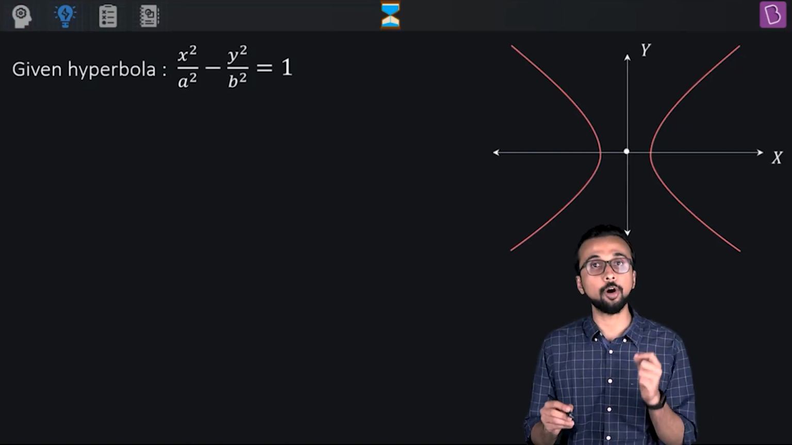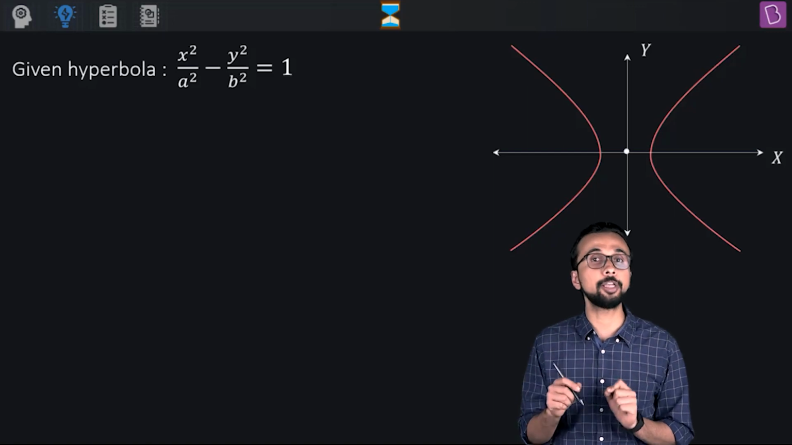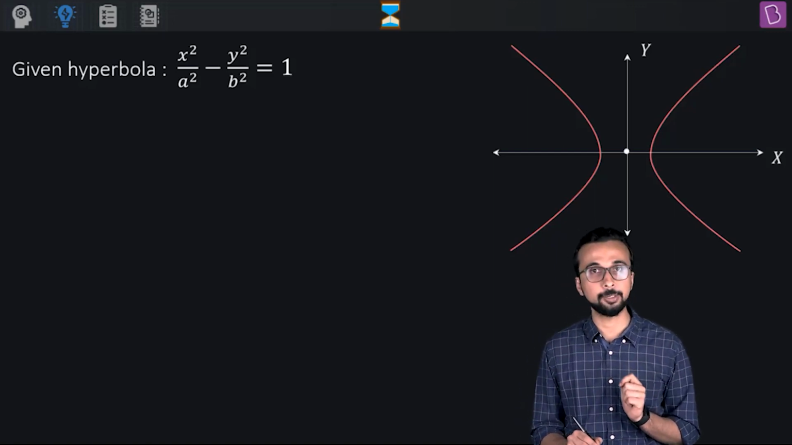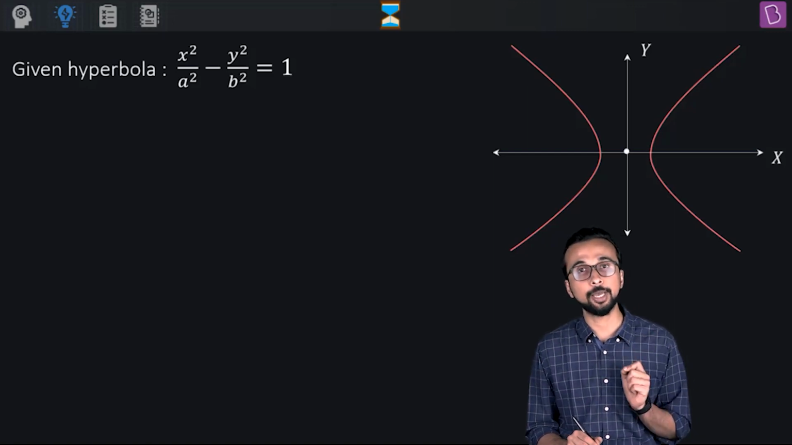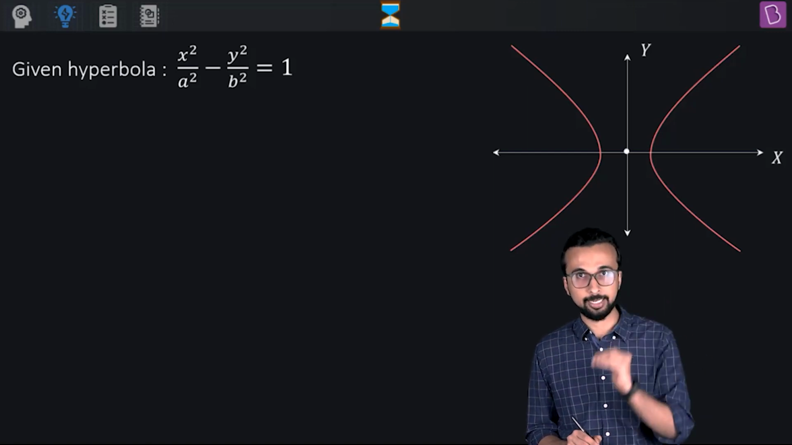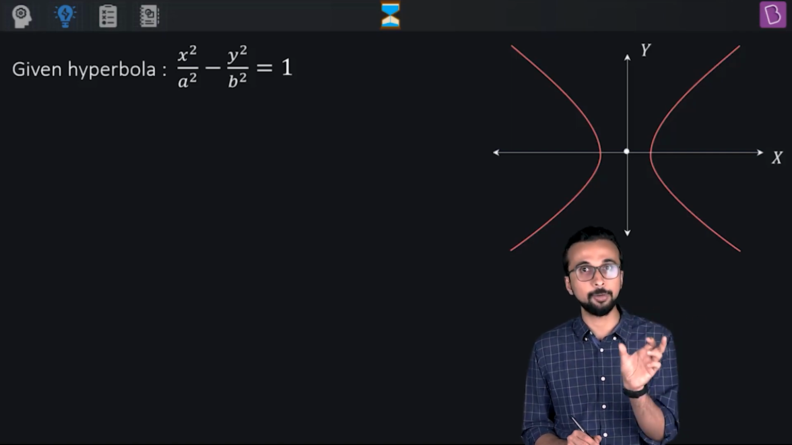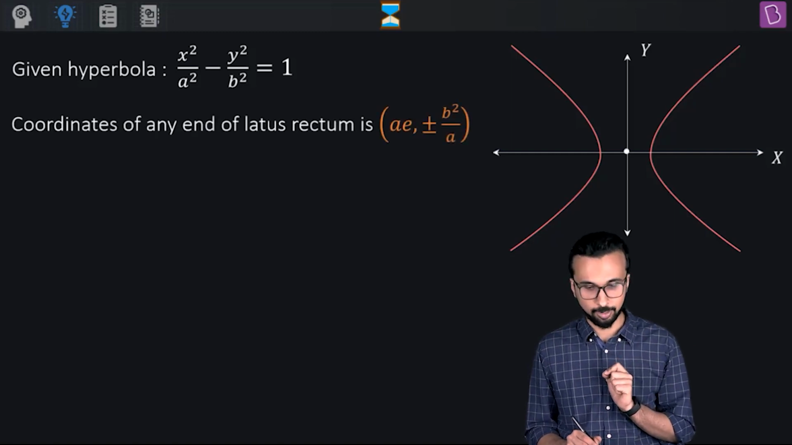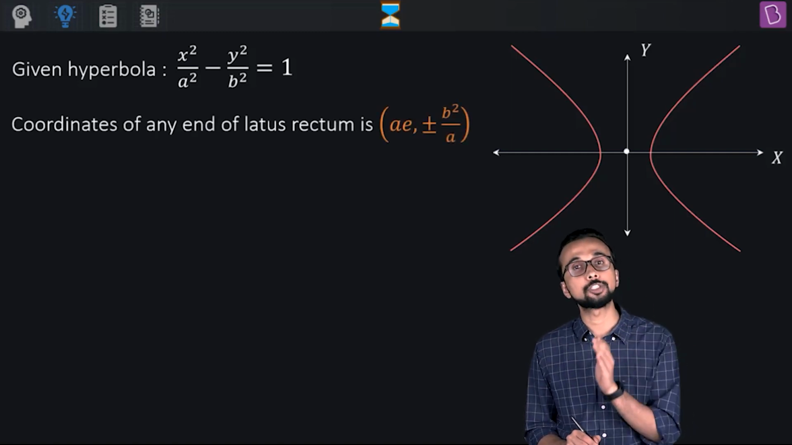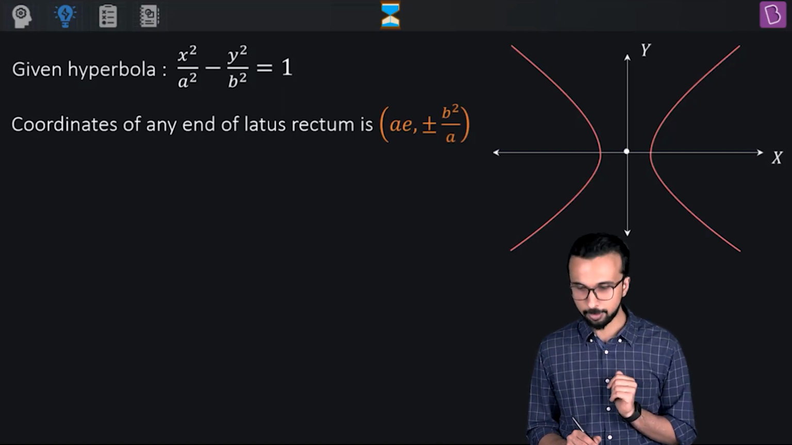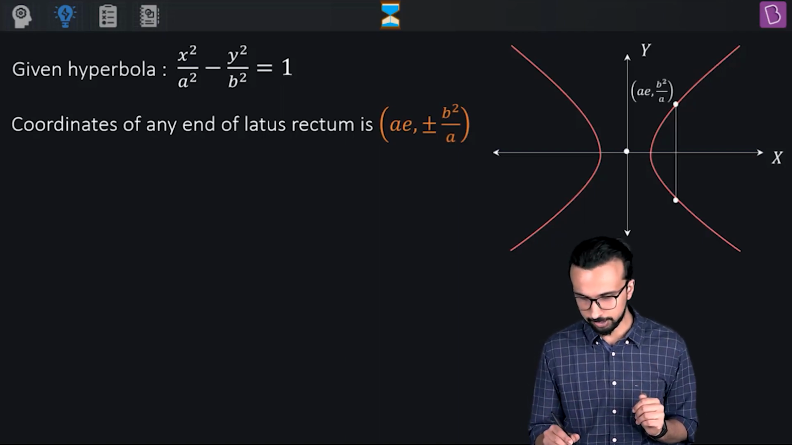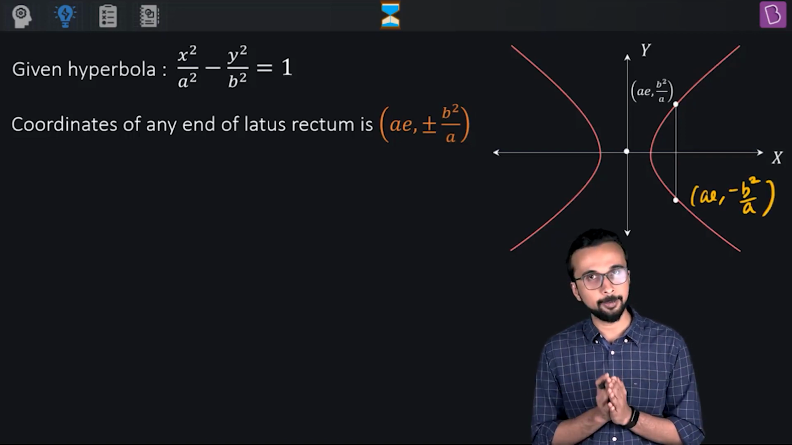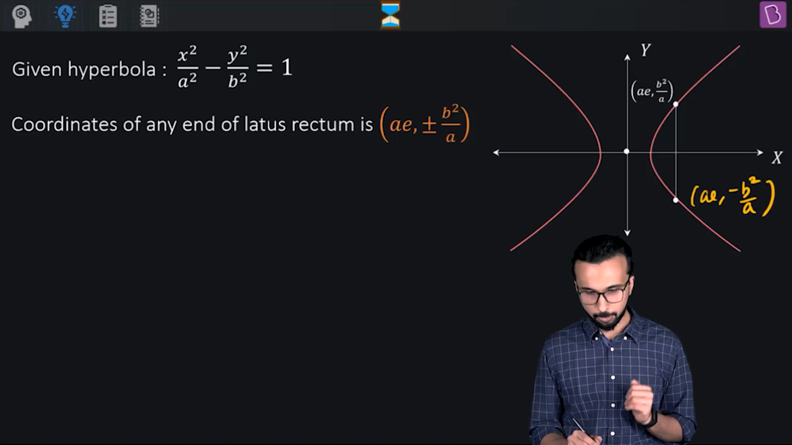We have to look for the coordinates of the endpoints of the latus rectum. The endpoints of the latus rectum are determined by plus or minus b square by a as the height. The x part will be ae, because it's on the line where the focus lies. So it will be (ae, plus or minus b square by a). Here we mark one point. The other point will obviously be (ae, minus b square by a).